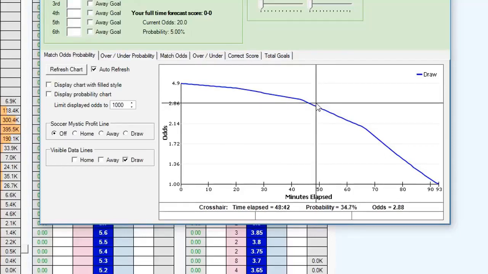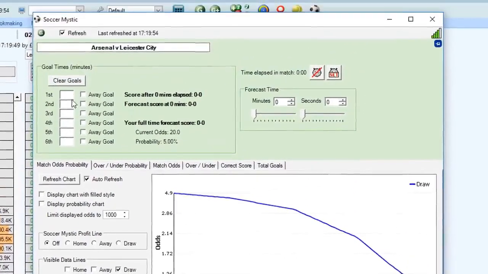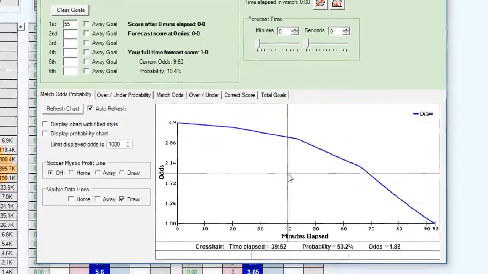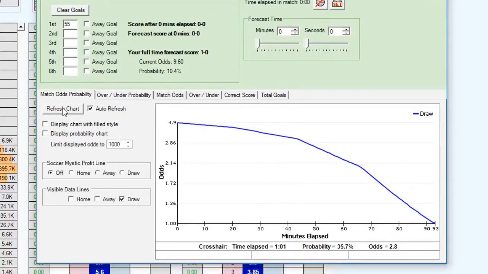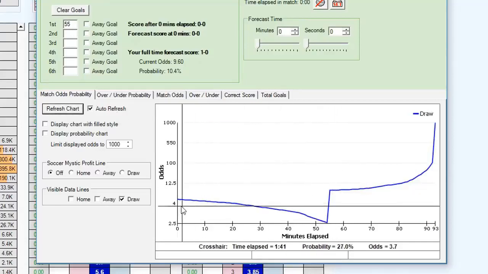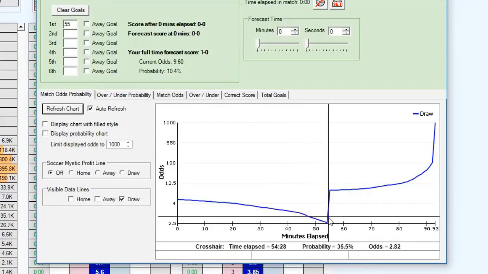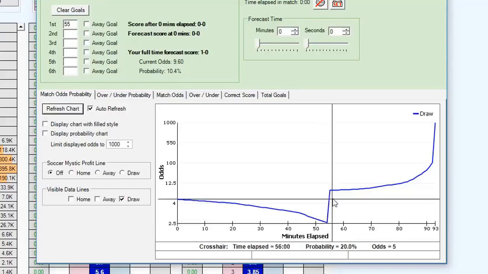So let's stick a goal in. Let's say it's a drab 0-0 first half, and then the first goal comes on 55 minutes. How will that affect the odds? Let's have a look at what's going to happen on the draw. You can click refresh here, or it will auto refresh for you. If I click refresh, you can see that the chance of the draw gets more and more certain, and it bottoms at about 55 minutes. It'll be around odds of about 2.5 or so, and then Arsenal score, and then the odds will go flying out.